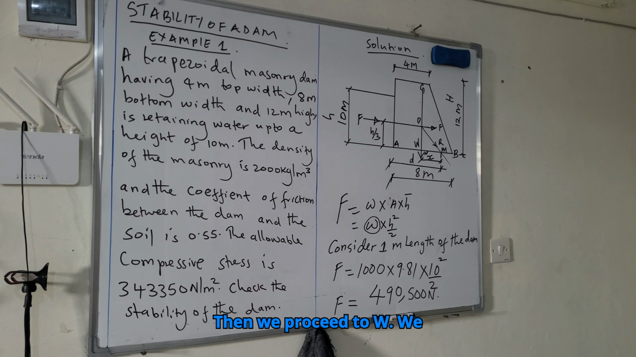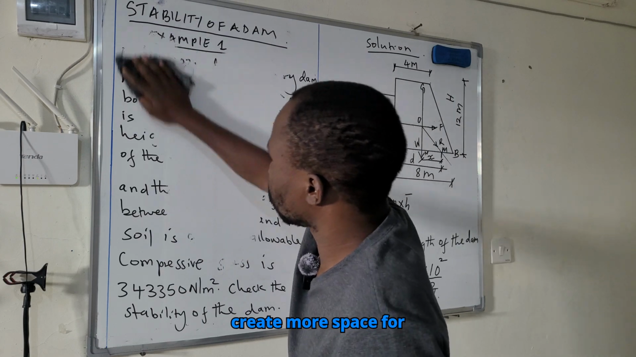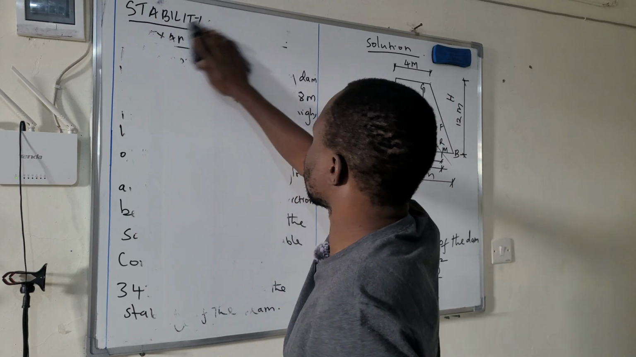Then we proceed to W. We will proceed to W. So I will erase here to create more space for calculation.